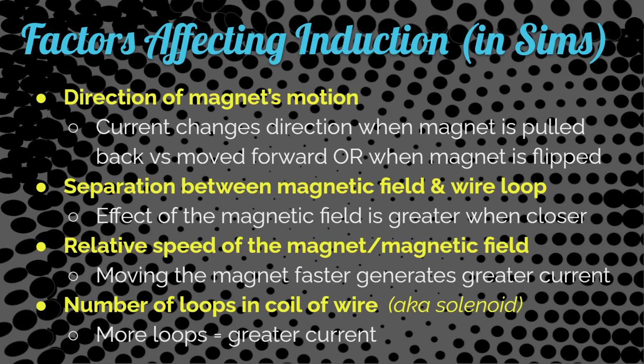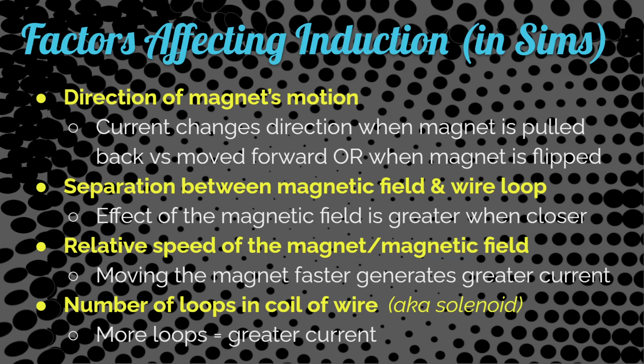You also saw something similar when the magnet was flipped around. So inserting the north pole of the magnet has an opposite effect as inserting a south pole of that same magnet would. It caused current flow in the opposite direction. So that's one factor that affects the electromagnetic induction, the direction of the magnet's motion.